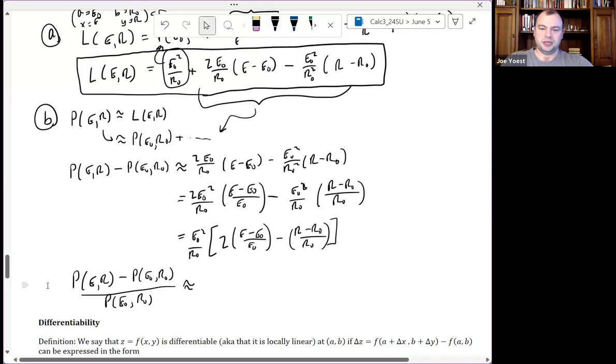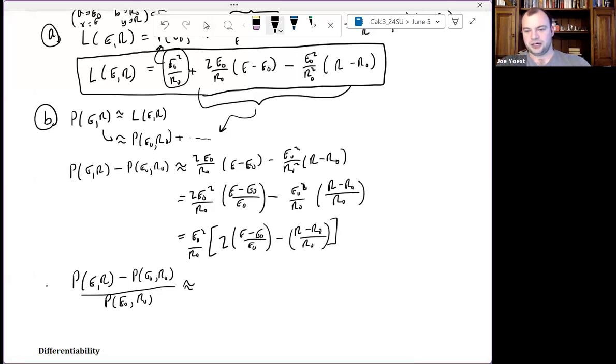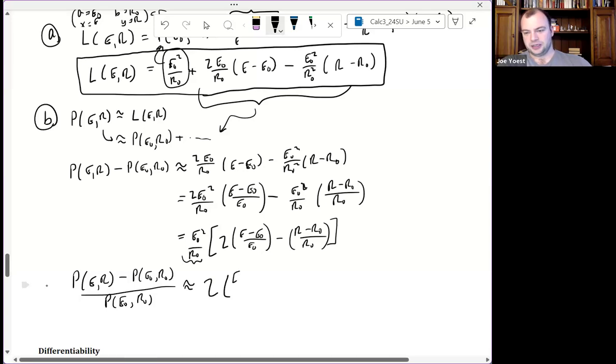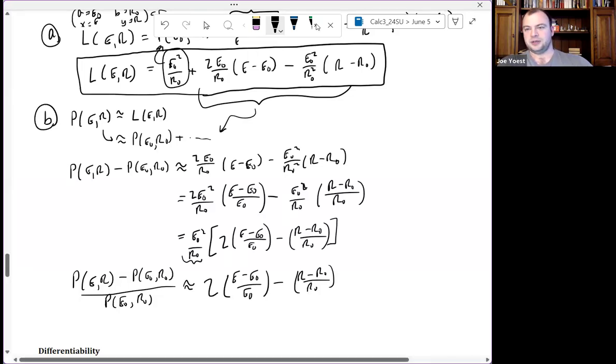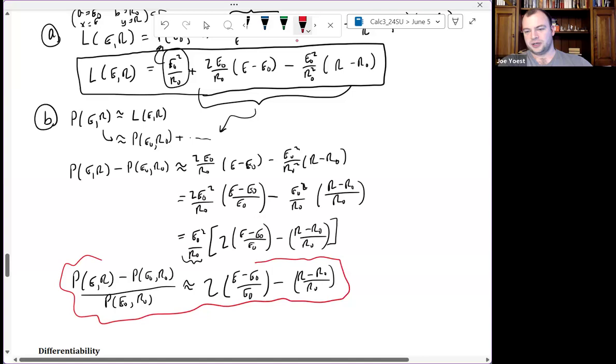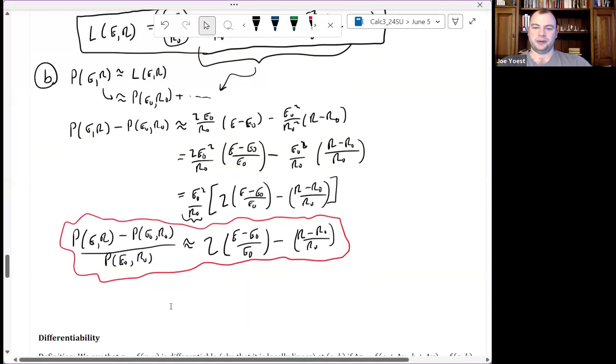So that relative error in P is approximately, I've gotten rid of this factor, that's what I divided through by, approximately twice the relative error in E minus the relative error in R. So I'm going to put a red box around this, because we did a lot of work to get that, and that is really the crux of the problem. The relative error in P looks like twice the relative error in E minus the relative error in R.